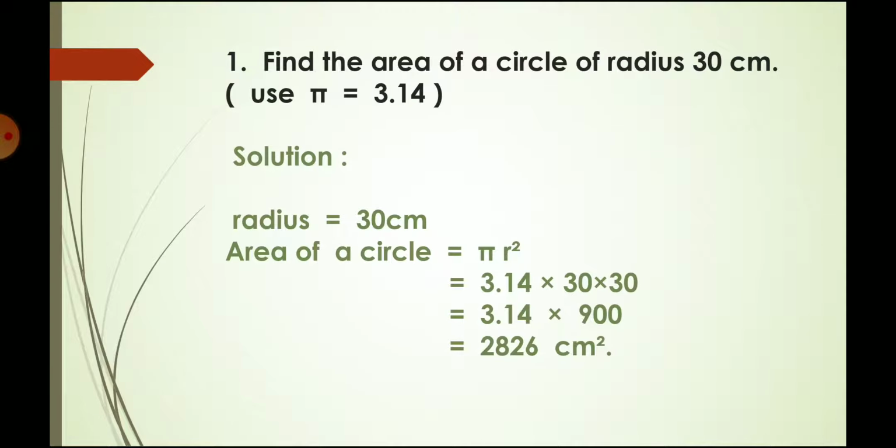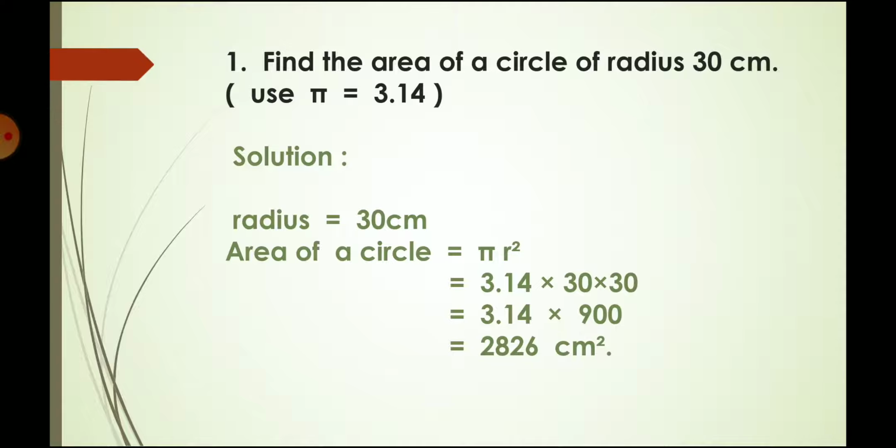See the first sum: find the area of the circle of radius 30 centimeter. Here the value of pi is 3.14. This is the constant value, pi equal to 3.14, so you don't forget that. Whenever I ask this value, you should tell this value. Here they give the value of radius, that is 30 centimeter.